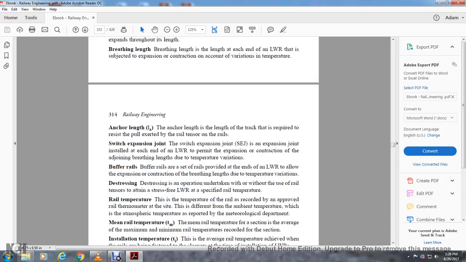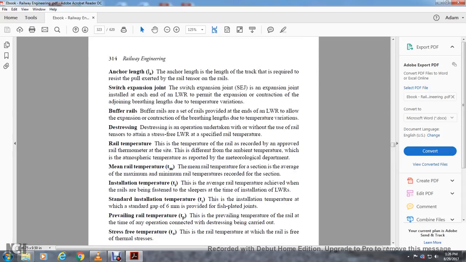Distressing is an operation undertaken, with or without using rail tensors, to attain stress-free long welded rails at a specified rail temperature. Rail temperature. The temperature of the rail is recorded by an approved rail thermometer, or is assessed from the difference of the ambient temperature with the atmospheric temperature as reported by the meteorological department.